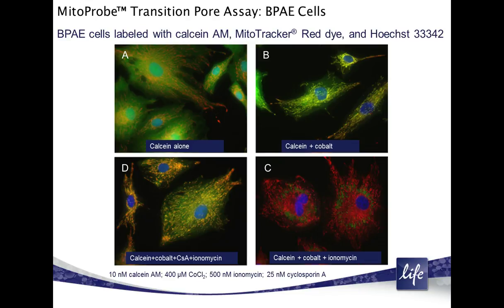In panel C, after adding the ionomycin to open the transition pore, the green fluorescence is gone. The remaining orange fluorescence is from MitoTracker Red staining. And finally, with the addition of cyclosporin A, this blocks the effect of ionomycin.